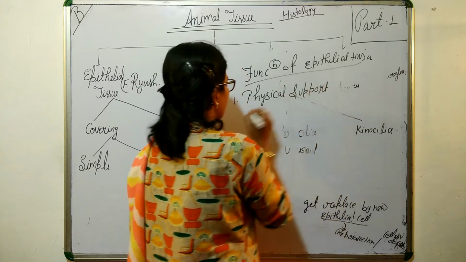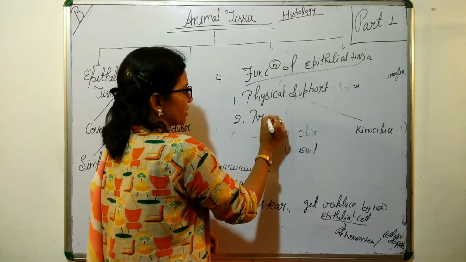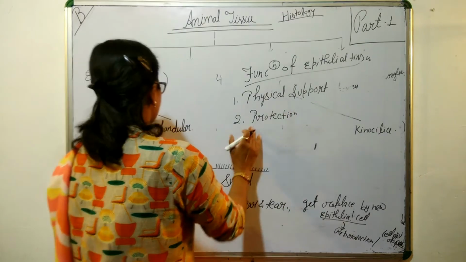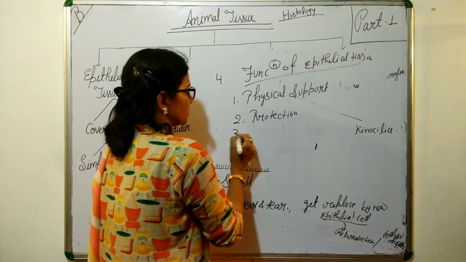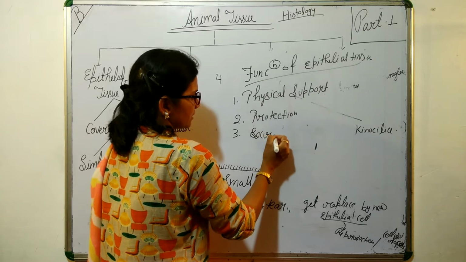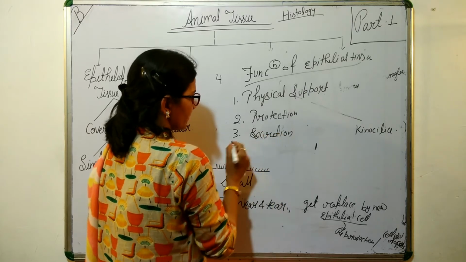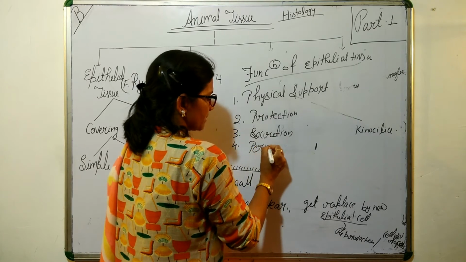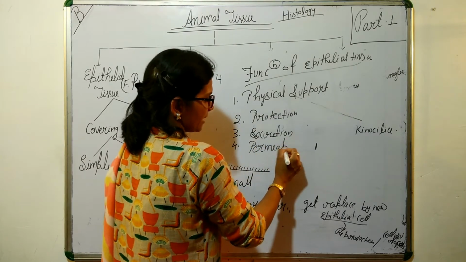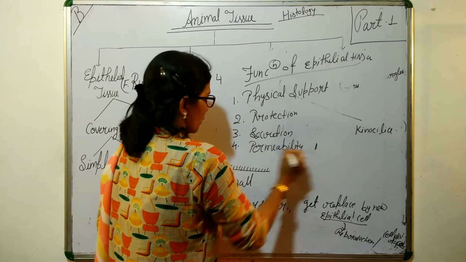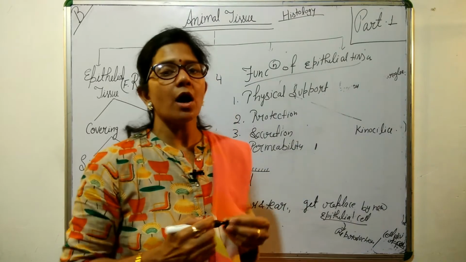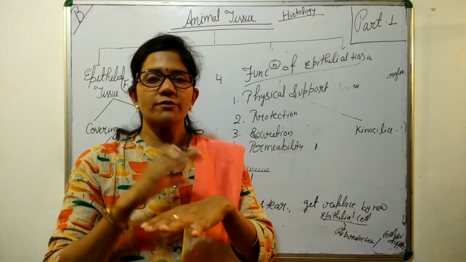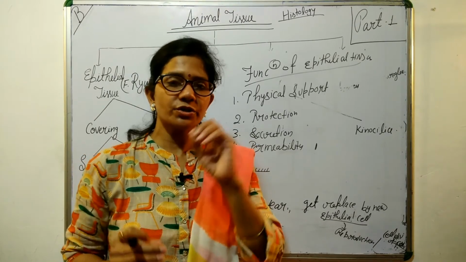Second, they provide protection. Third, as we have talked, they can be of glandular type, so they help in secretion. Then the fourth, they help in permeability. Permeability means which product should go out from the epithelial cells or from the body, and which product should not.